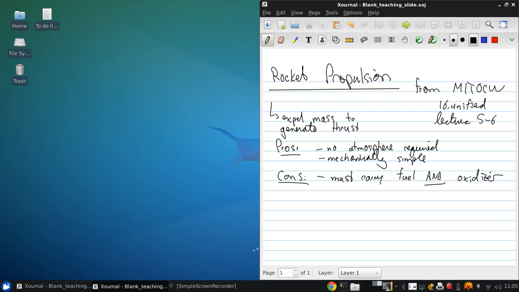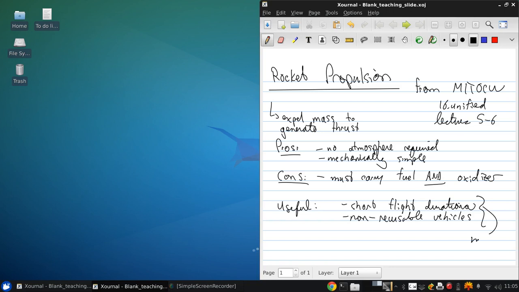Now, these advantages and disadvantages dictate in which applications rockets are useful. They're useful for short flight durations, and non-reusable vehicles, due to the mechanical simplicity. So an example of both of these objects would be missiles, but also most ships designed to carry people or cargo from the surface of the Earth to outer space. Also, many of them meet this criteria.